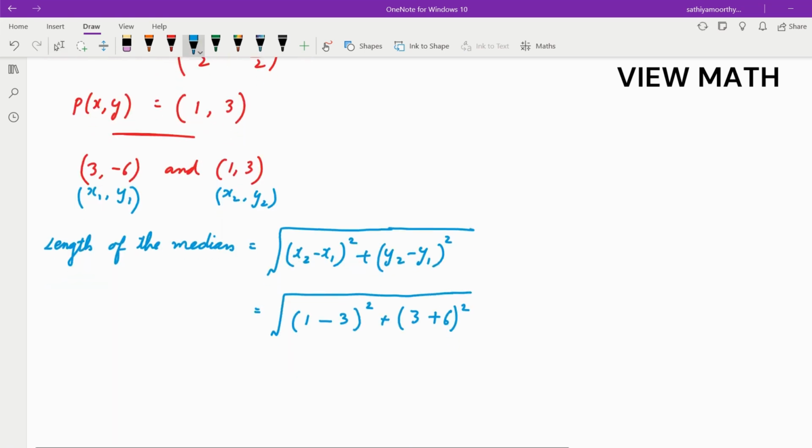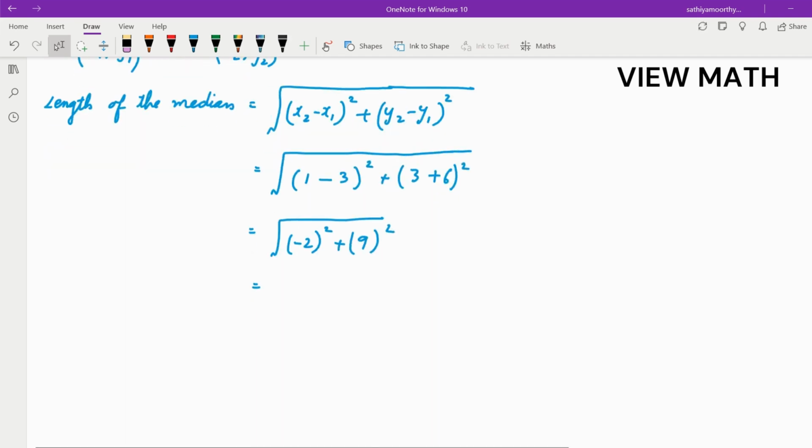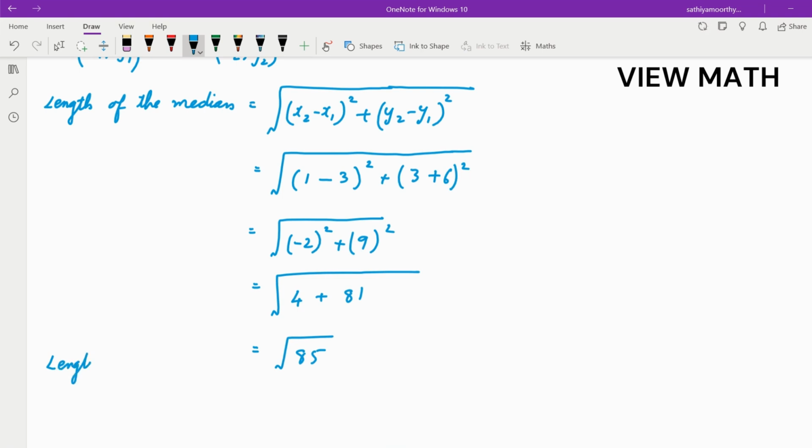Now let me simplify this. This is equal to square root of 1 minus 3 is minus 2 the whole square plus 3 plus 6 is 9 the whole square. Now this is equal to minus 2 the whole square is 4 plus 9 the whole square is 81. So this is equal to square root of 85. So the length of the median is square root of 85.